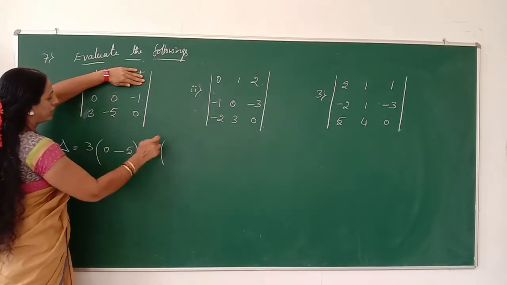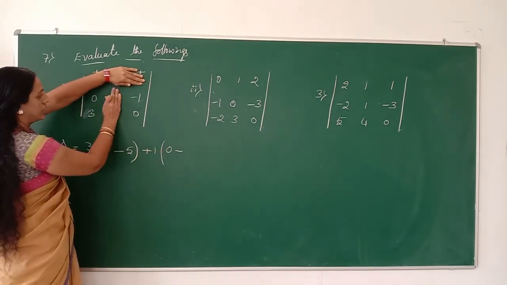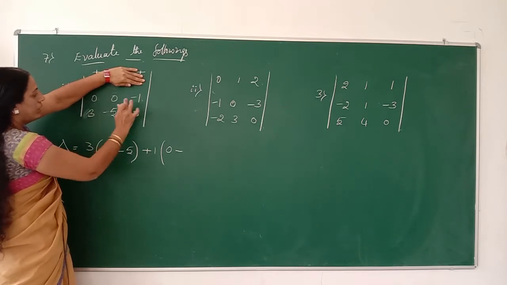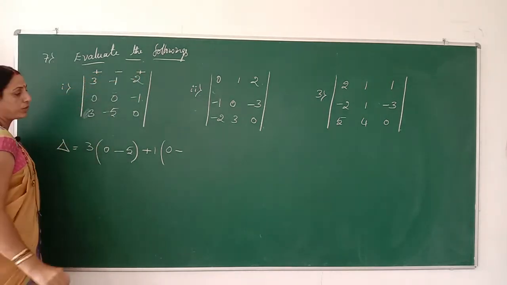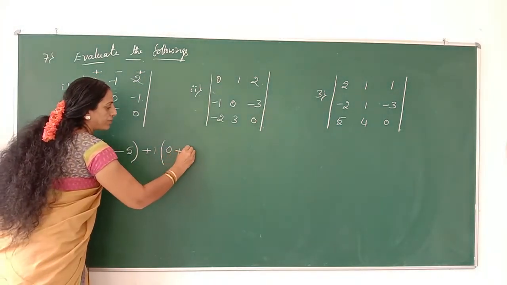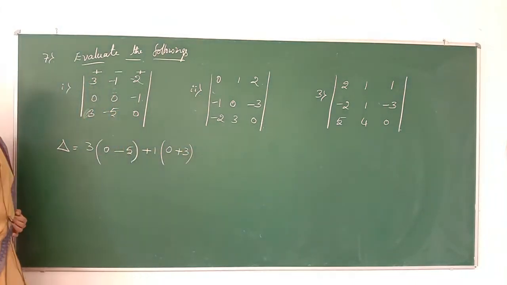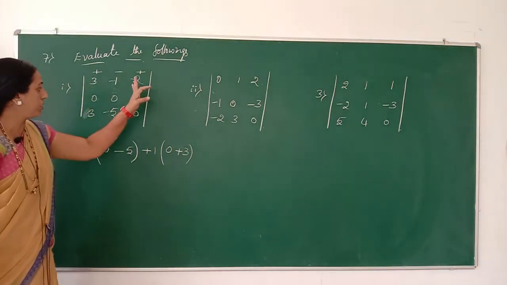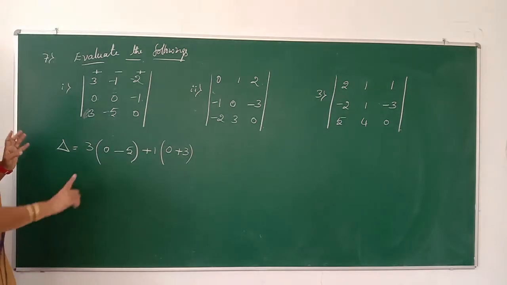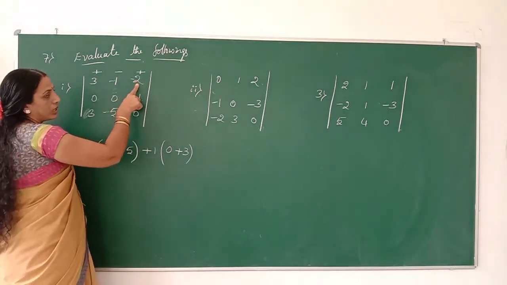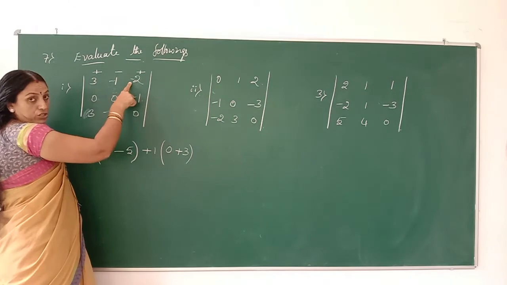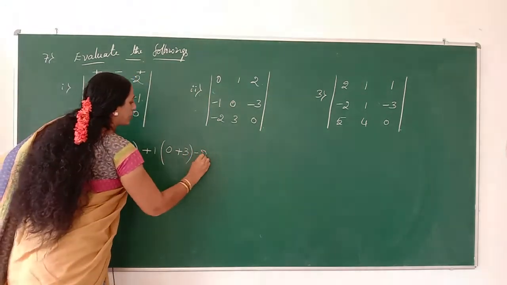So left diagonal is 0 minus right diagonal, which is 3 into minus 1. 3 into minus 1 is minus 3. After that, minus into minus is plus 3. Minus into minus is plus 3. The last element is minus 2. Minus into plus is minus 2.